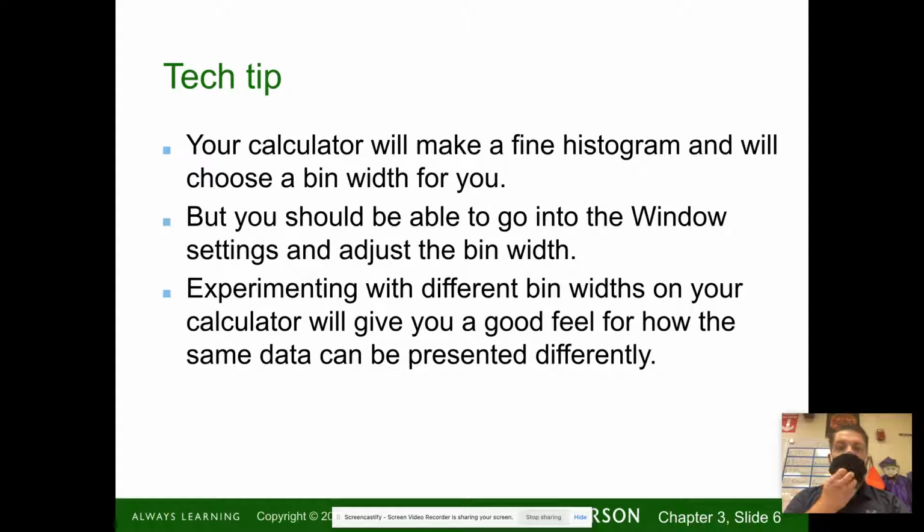So your calculator will make histograms for you, and I'll show you how to do that in a separate video. But you should be able to go into the window setting and adjust the bin width. And again, I'll show you that in a separate thing. And you can experiment with the different bin widths on your calculator. Now, some textbooks will refer to those as classes.